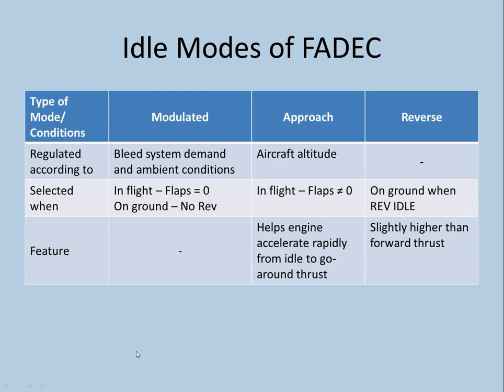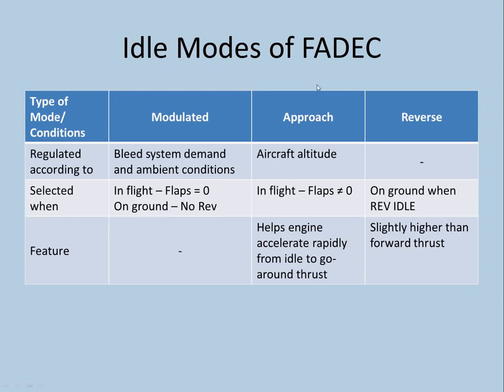Now this is a very important slide here, idle modes of FADEC. There are three types: modulated, approach, and reverse. Modulated idle is regulated depending on the bleed system demand and ambient conditions. Suppose your bleed system demands more pneumatics, so the modulated idle will be increased. This will happen only when in flight your flaps are zero, clean configuration, and on ground there are no reverses selected, because if reverses are selected you are into reverse idle. So in flight when the flaps are zero and on ground there's no reverse, this is when the modulated idle is working.